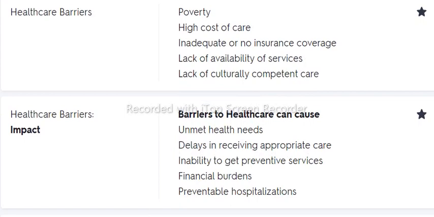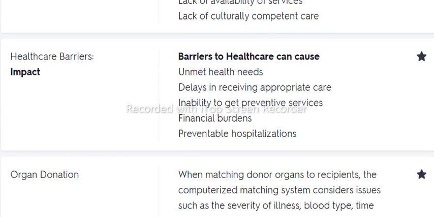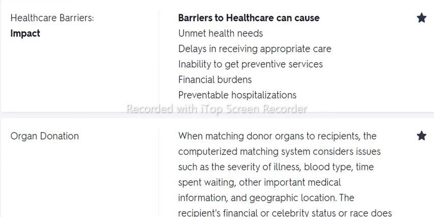Healthcare barriers. Poverty, high cost of care, inadequate or no insurance coverage, lack of availability of services, lack of culturally competent care. Healthcare barriers impact. Barriers to healthcare can cause unmet health needs, delays in receiving appropriate care, inability to get preventive services, financial burdens, preventable hospitalizations.